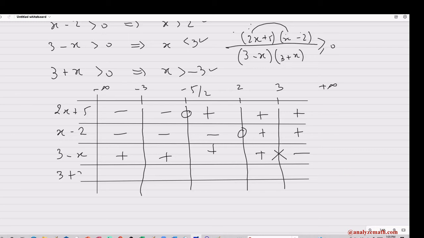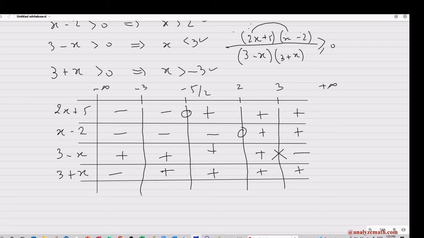3 plus x is positive when x is bigger than minus 3. Here is minus 3. When x is bigger, that means to the right, it's positive, and of course here it is negative. x equal to minus 3 makes the denominator 0, so I put a cross.